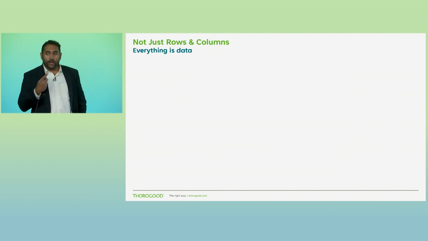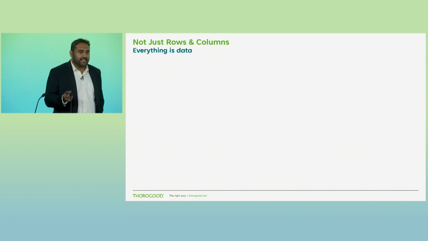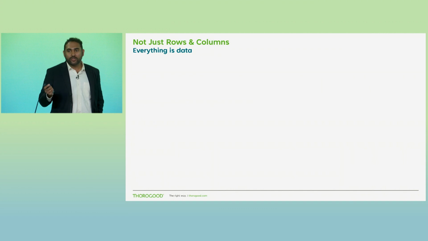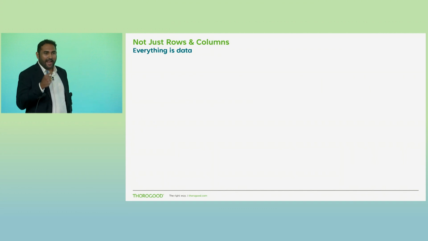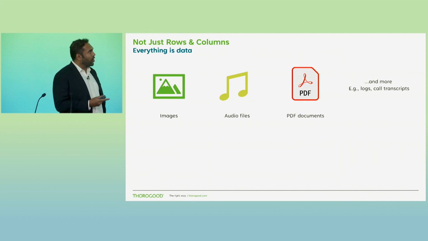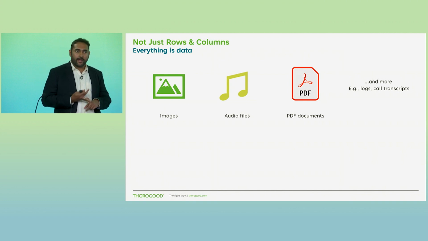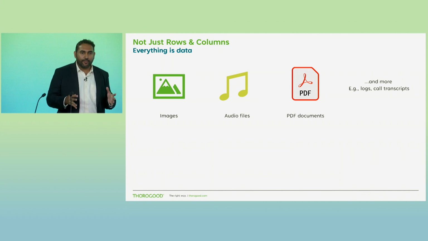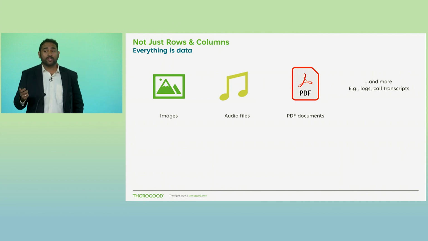We have talked a lot about data, but what exactly is data? It's not just rows and columns anymore. Everything is data. And that is one of the biggest advantages of AI and Gen AI. It allows you to treat everything as data. Images, audio files, PDF documents, even any kind of unstructured text like logs, call transcripts, all of these contain information that we can now extract and use in our processes.